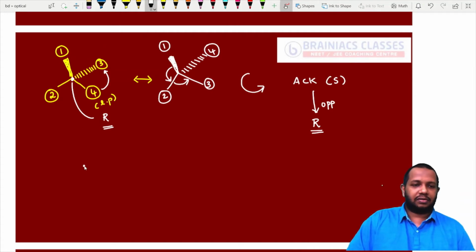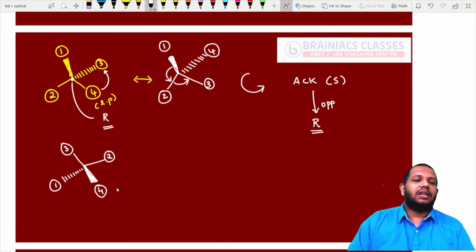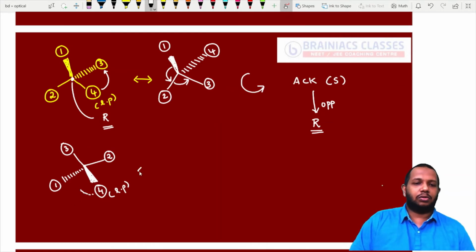Something like this. See, so here you have 1. Here you have 3, and here you have 2, and here you have a dash with 4. Now also you can see here the least priority is 4, correct, and that is present in wedge. So we need to interchange. Where this 4 should go, it should go to dash actually. Now it is present in wedge, so it needs to move to dash.